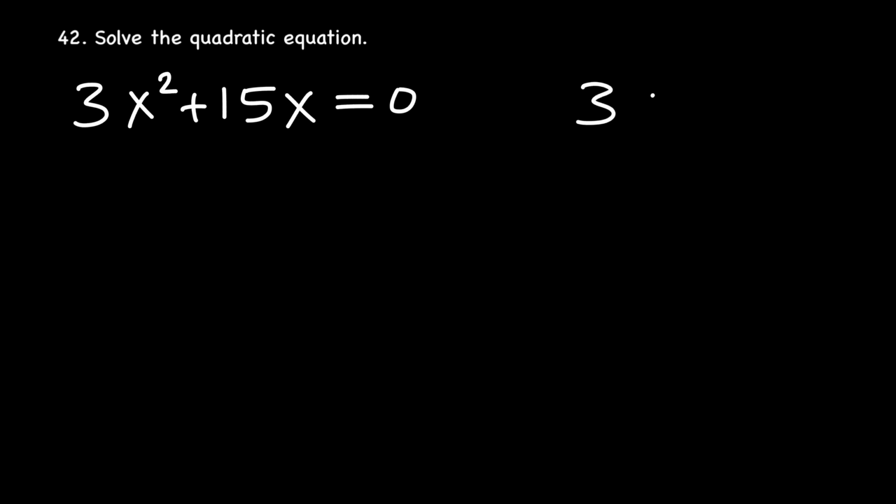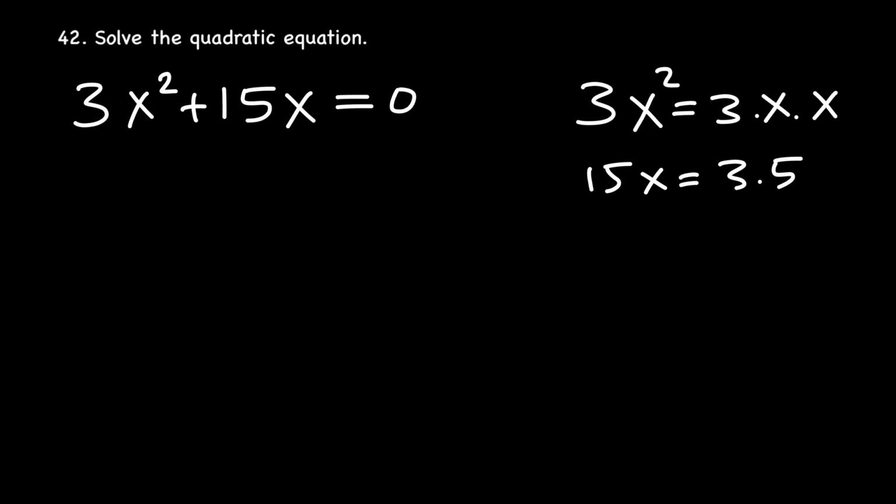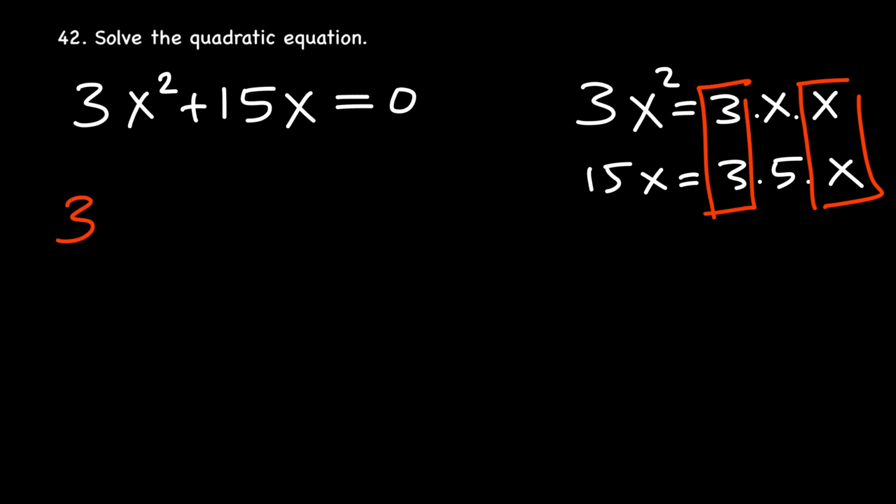So 3x squared is basically 3 times x times x. 15x is basically 3 times 5 times x. So from here, we can take x as a greatest common factor, with 3 as well. So I can write 3x as a greatest common factor, and whatever is left, I have to put between parentheses. Now from 3x squared, we have x left, so I'll write x. From 15x, we have only 5, so plus 5.